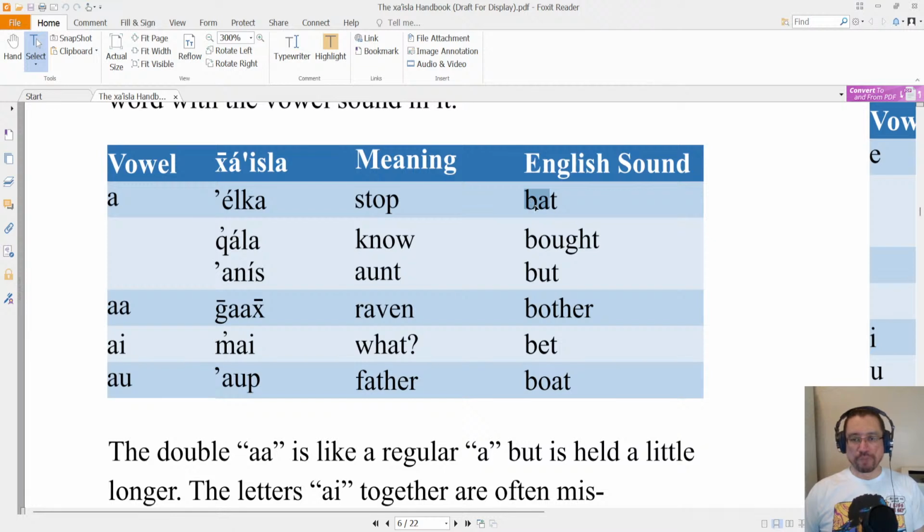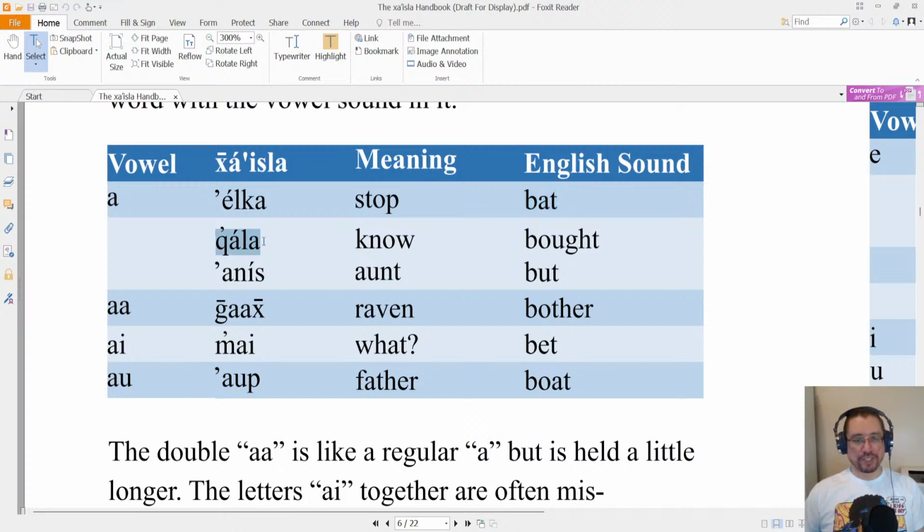The words start with a B and end with a T. So the first vowel is A. The first example is alkia. Alkia. So you listen to this A, it sounds like ah. And this word means to stop. The closest equivalent sound in English is found in the word bat. So alkia sounds like bat.